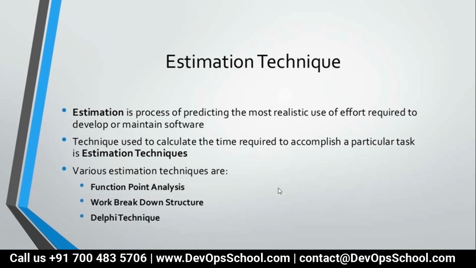Now we are going to discuss the estimation. Estimation is a process of predicting the most realistic use of effort required to develop or maintain software. Estimation is how much time it will take, and how many resources are required for maintaining, developing, or testing the project. It is also an important point, especially for the person looking for a project manager role. You need to understand it and also take all the risk factors.